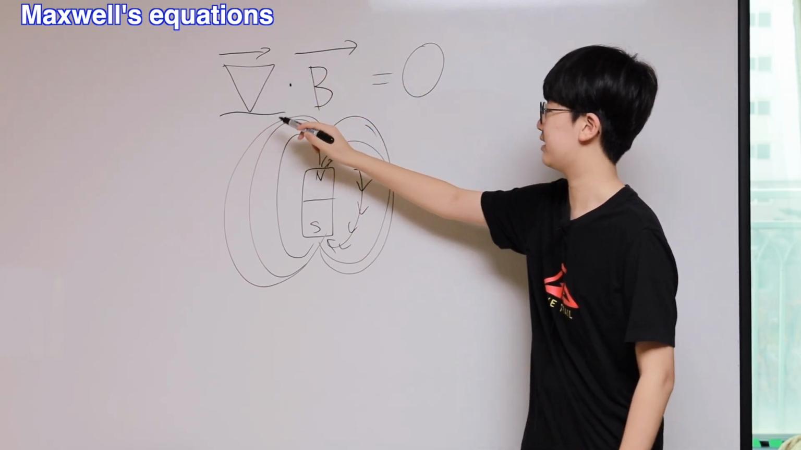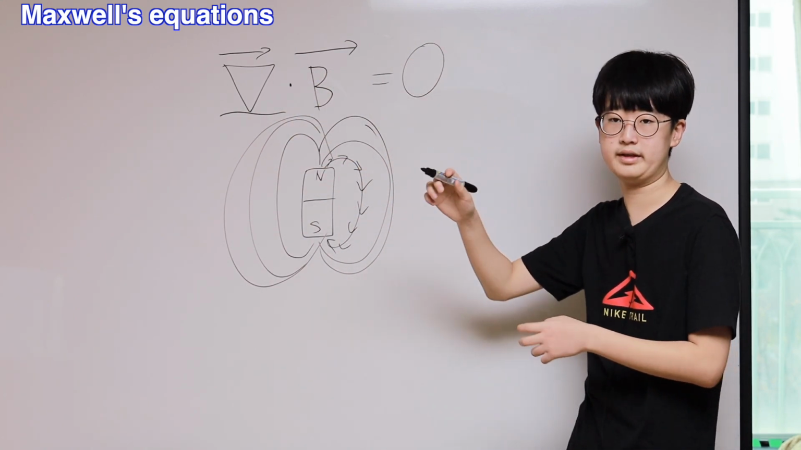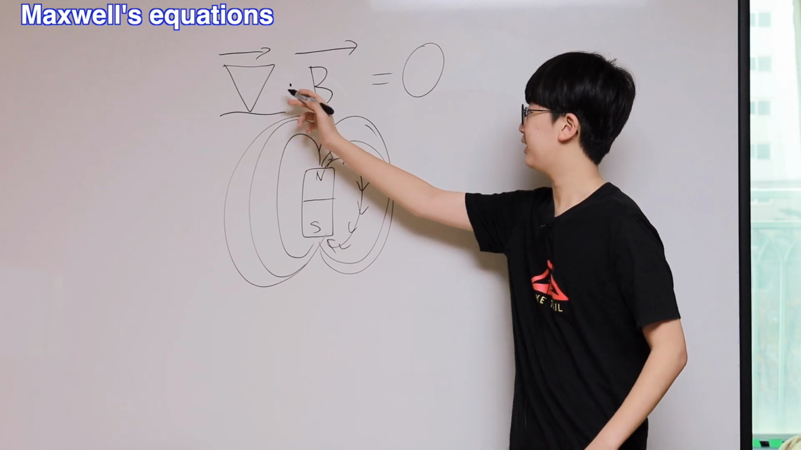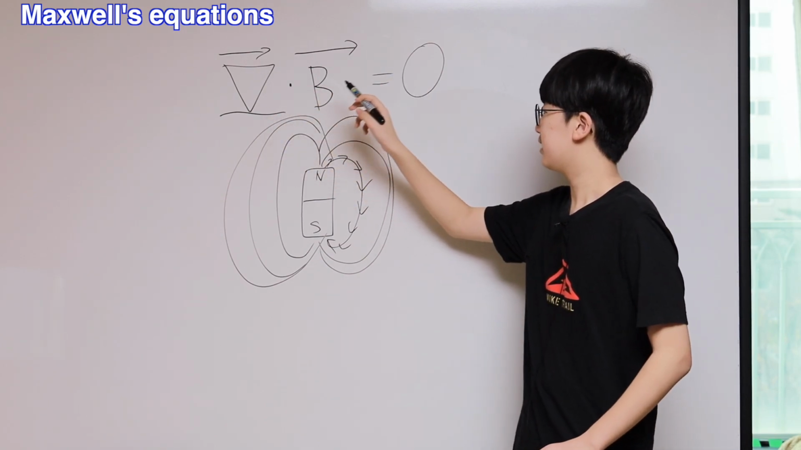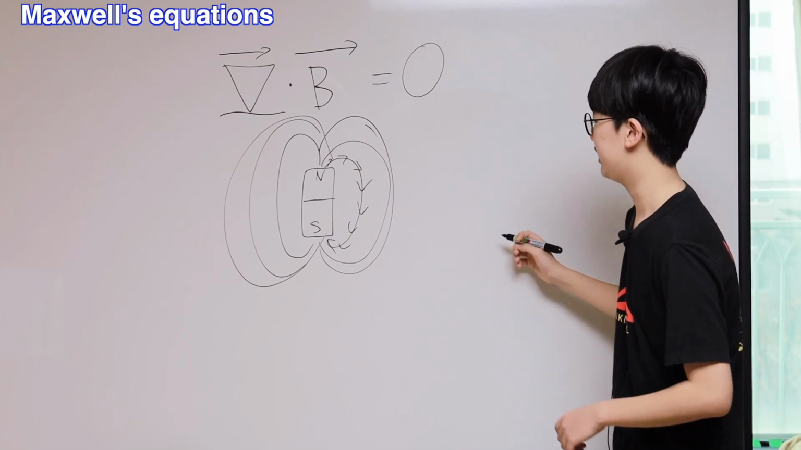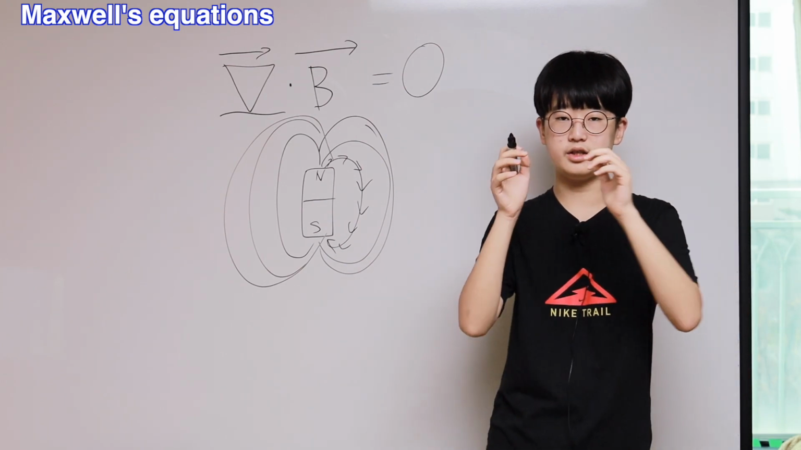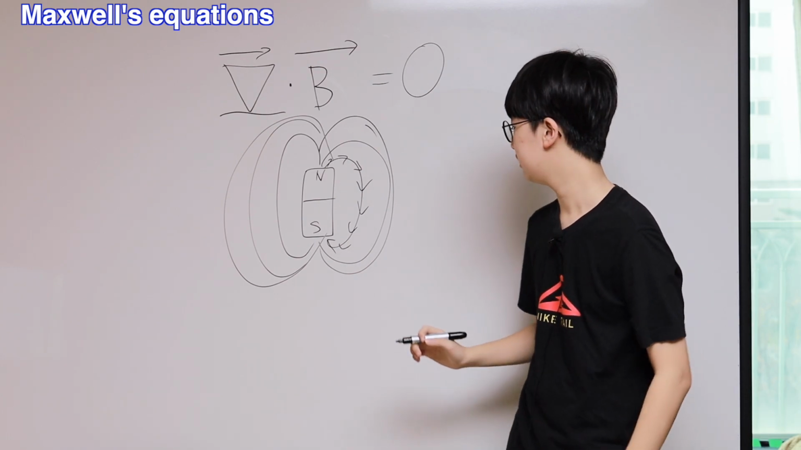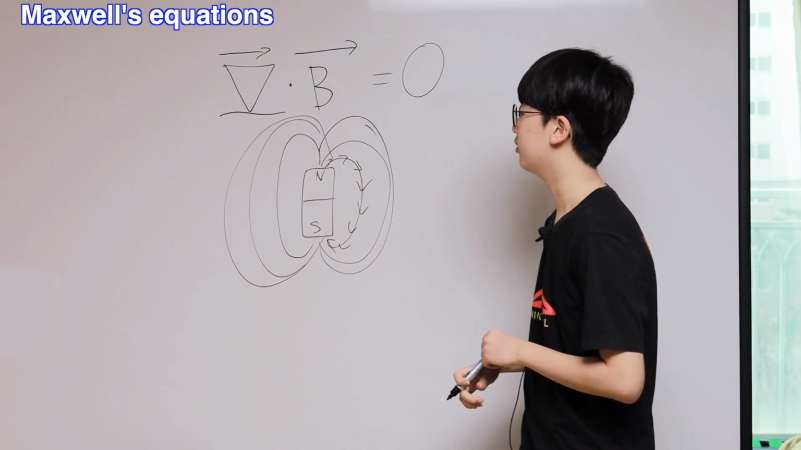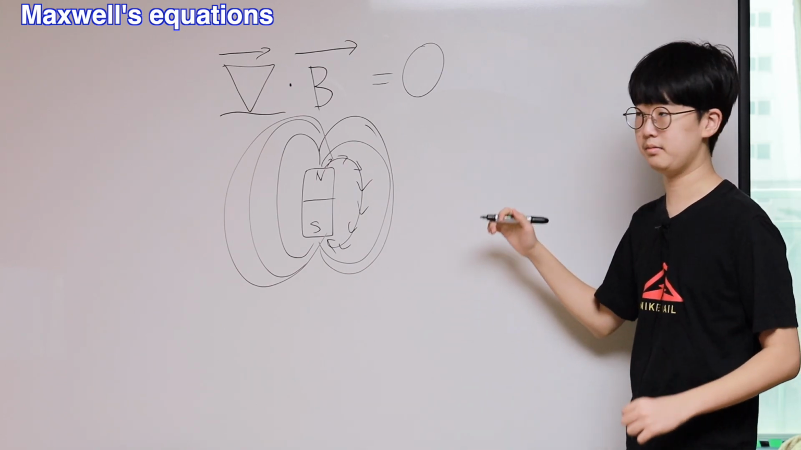And now let's talk about this thing: this upside down triangle with an arrow on it. This multiplied by some vector field means the divergence of that vector field. And what is divergence? It is the amount of vector in a vector field. It basically means, in a certain part of the vector field, how much is coming in or how much is going out.